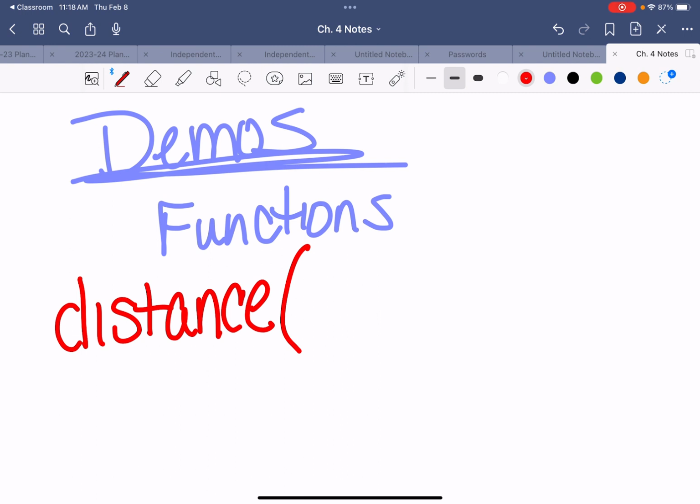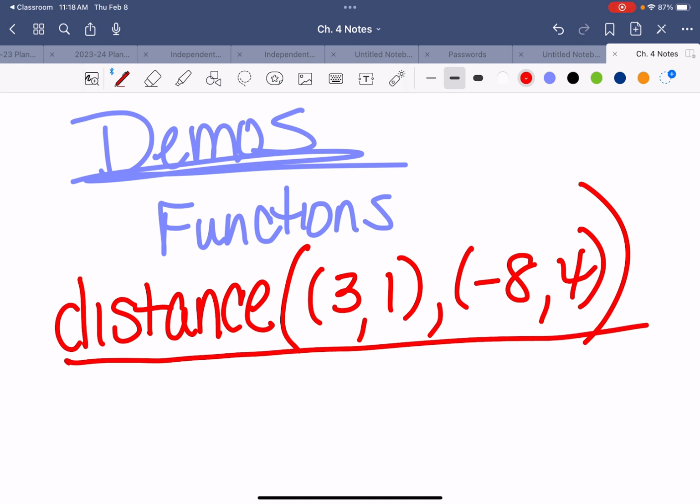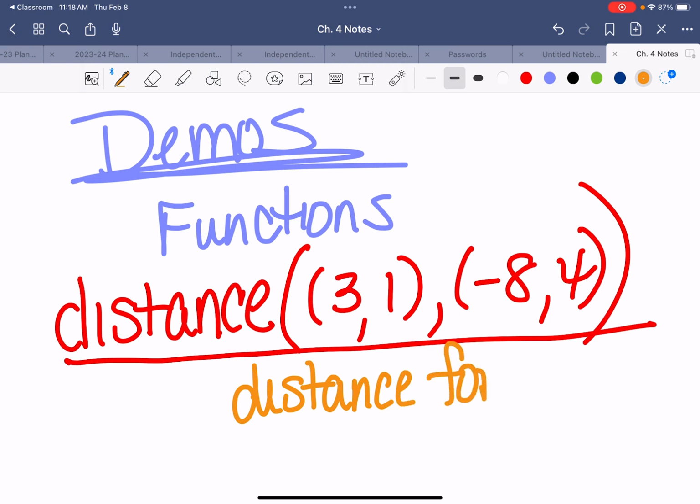The first one is you can write the word distance. It'll give you parentheses, and say I want to know the distance between the point 3, 1 and -8, 4. If I put it in Desmos just like this, it gives me the distance. Y'all, this is huge because this is basically doing your distance formula for you. This is a whole lot easier than the square root of rise squared plus run squared. Hopefully you're all cheering and saying, woohoo, that's awesome.